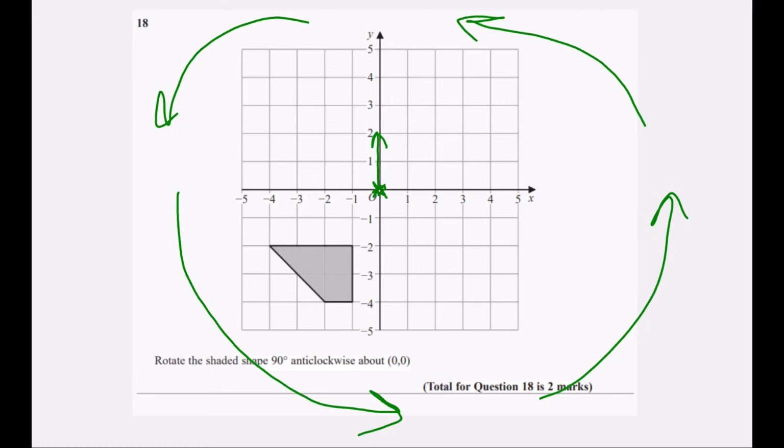And what that should give you is a shape with coordinates 4, 1, 4, 1, 2, 4, 2, 4, and 4, 2, 4, 2. The shape would go over here. I could have used a ruler there. I really should have used the ruler there, but that is the new shape.